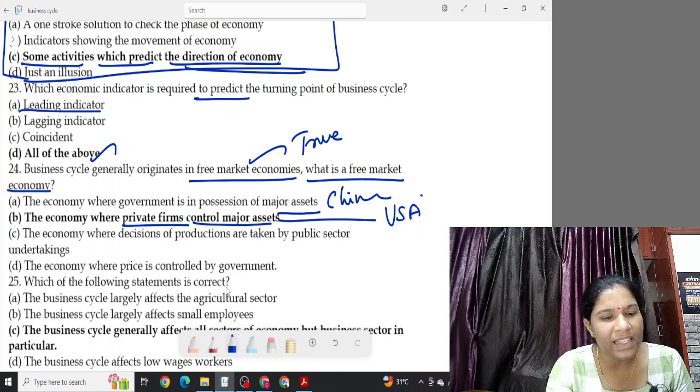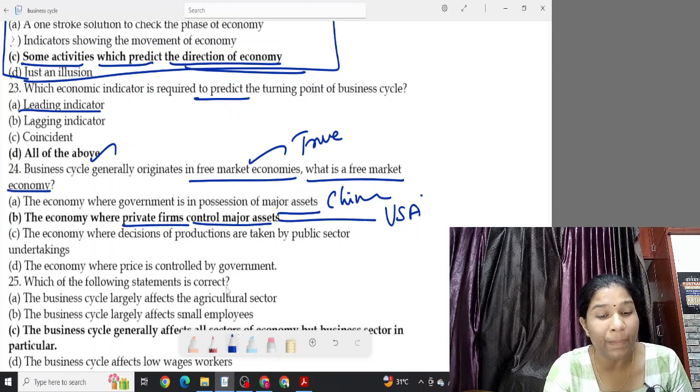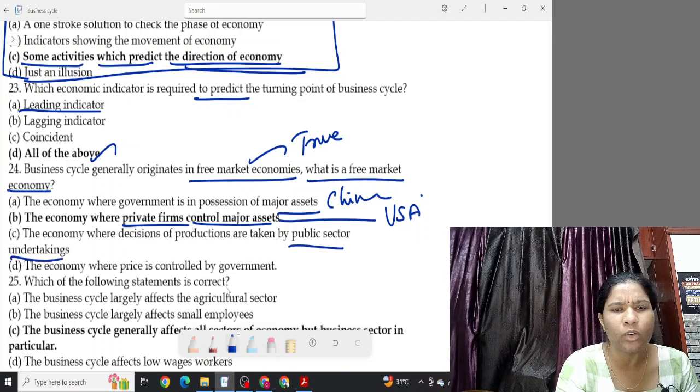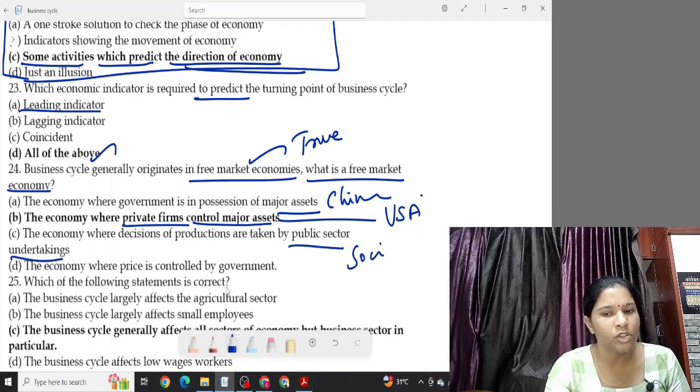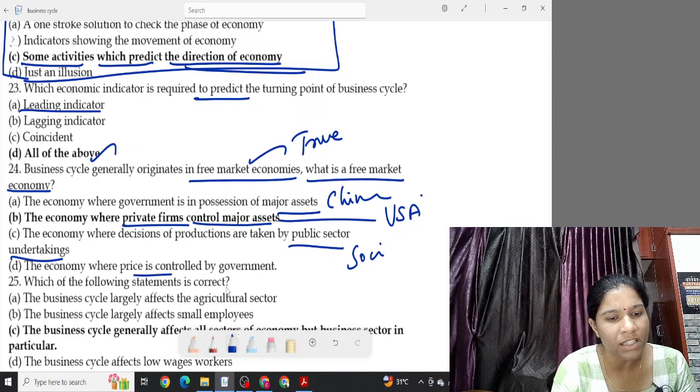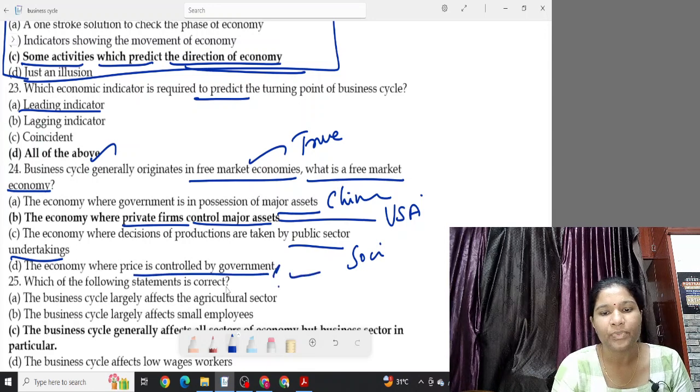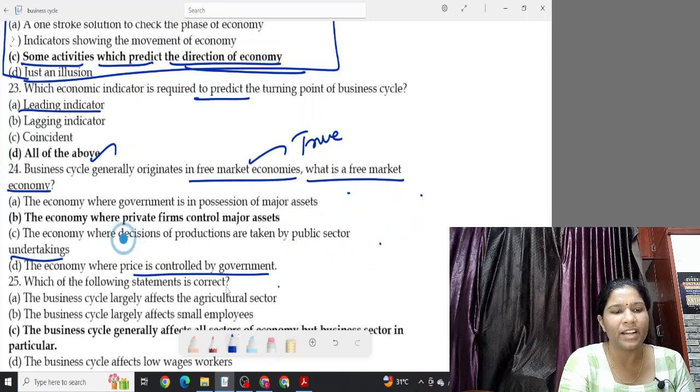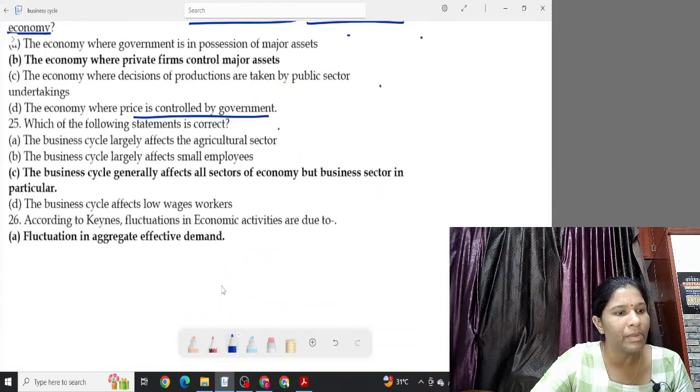The economy where decisions of production are taken by public sector undertakings comes under socialism only, so it's not a free market economy. The economy where price is controlled by government is also socialism only. So the answer is pretty clear: where private firms are controlling the major assets.